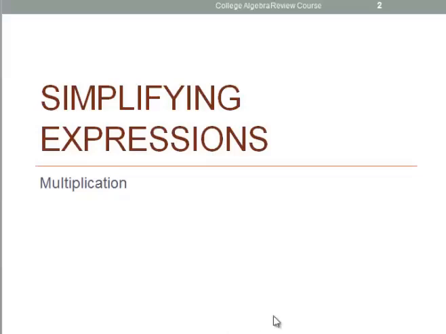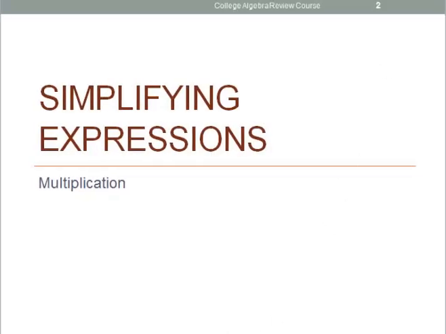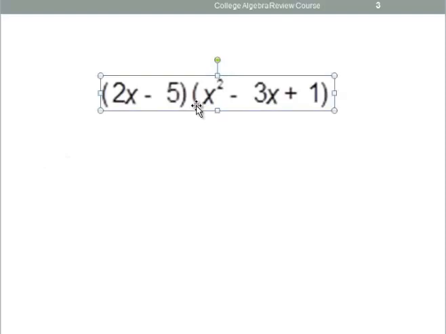Simplifying expressions in algebra simply means taking a complex expression and manipulating it a little bit using various algebraic methods and making it a little simpler. This is the first example that I have over here: 2x minus 5 in parentheses times x squared minus 3x plus 1.